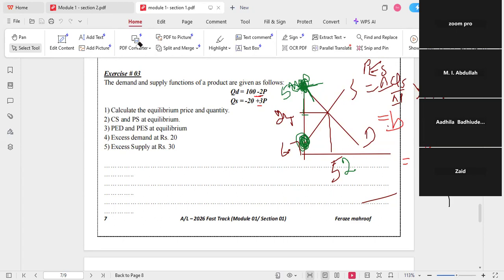Yeah, the third question, I didn't check the final answer. That's the calculation, so I didn't check. So it is clear that the B value in PED is -2? In PED the B value is -2, in PES the B value is +3. Because it is delta QD over delta P into P over QD. Delta QD over delta P is -2, which is the slope of the demand equation. The slope of the demand equation is delta QD over delta P, right? So that is what we are putting there. Same for supply. Okay?